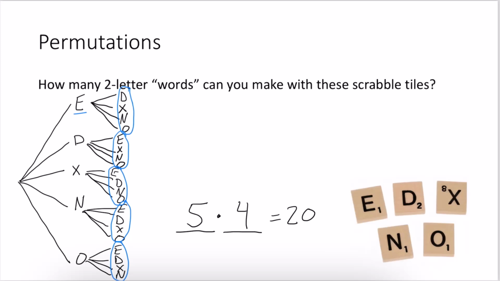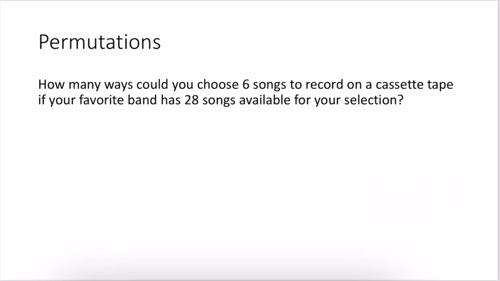And this is basically how permutations work. It's the idea of your first choice impacting your second choice, and your second choice impacting your third choice, and so on. So let's do another example of this, and let's do one where we definitely don't want to draw the choice tree for it. So in this problem, it says, how many ways could you choose 6 songs to record on a cassette tape if your favorite band has 28 songs available for your selection?